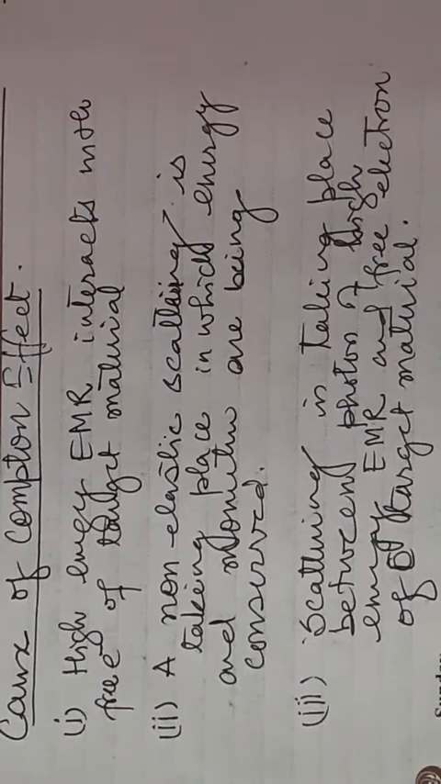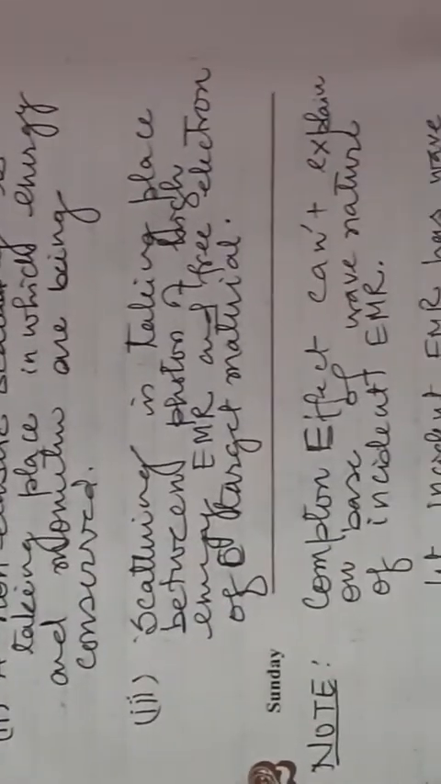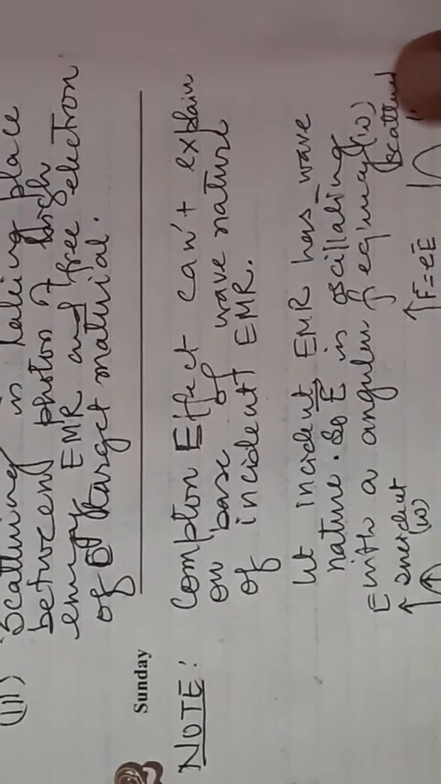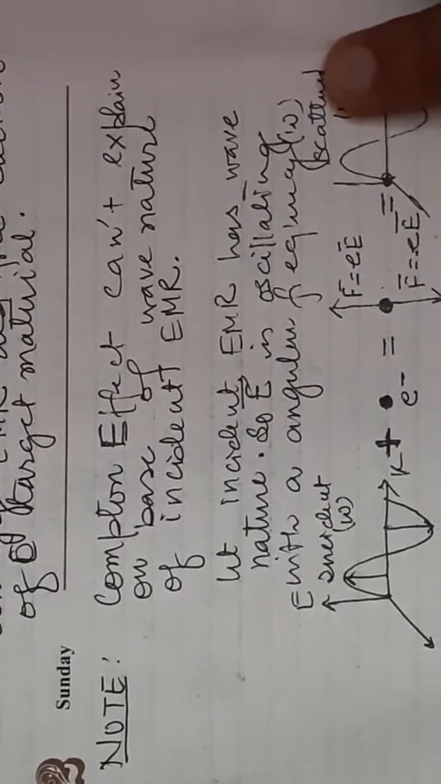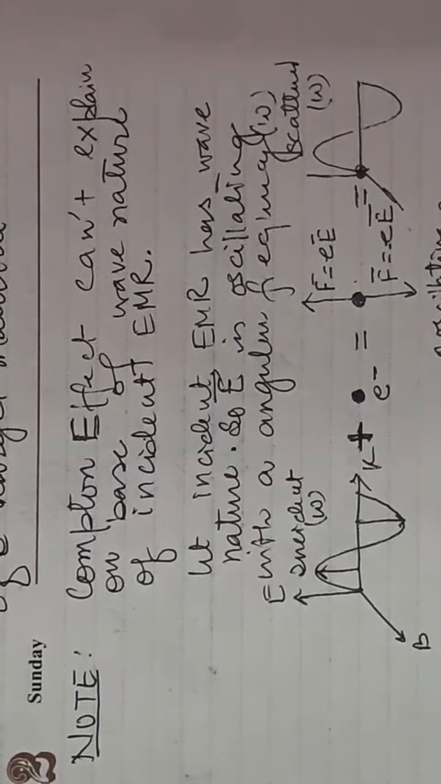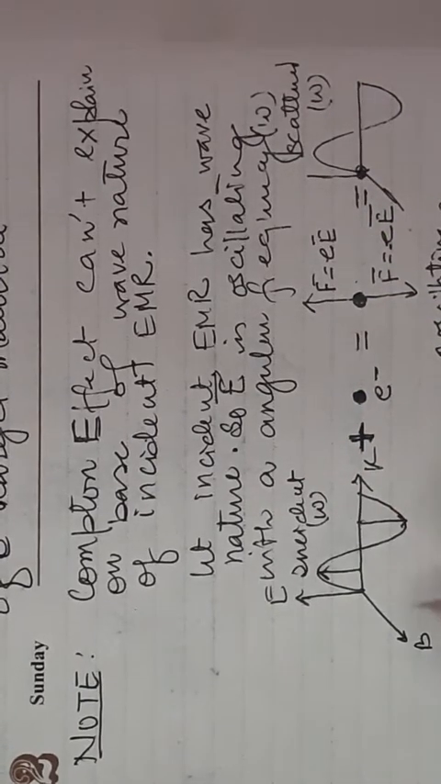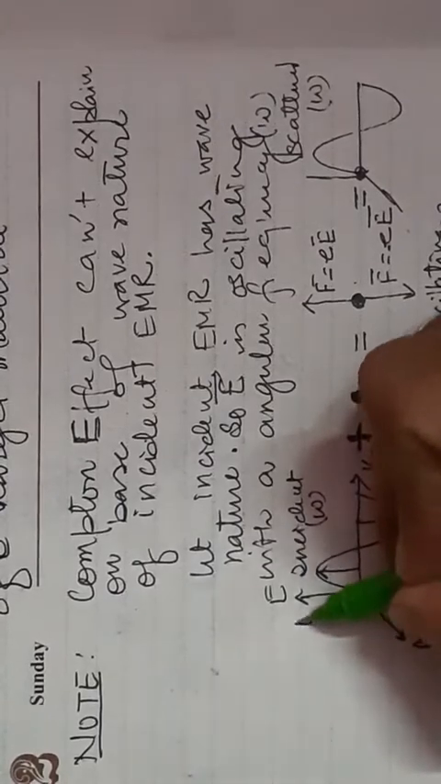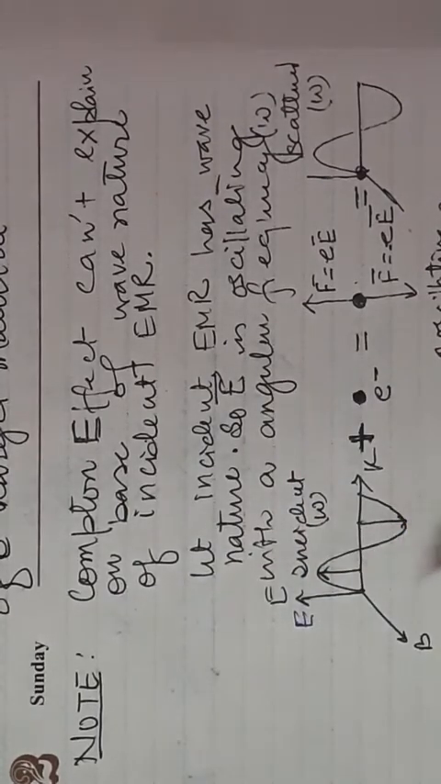Note, the Compton effect cannot be explained by the wave nature of the electromagnetic radiation. To understand this, let us consider the electromagnetic radiation has two components, electric field and magnetic field, which are oscillating. Let the incident electromagnetic radiation have the electric field oscillation with the angular frequency omega, which interacts with this free electron.